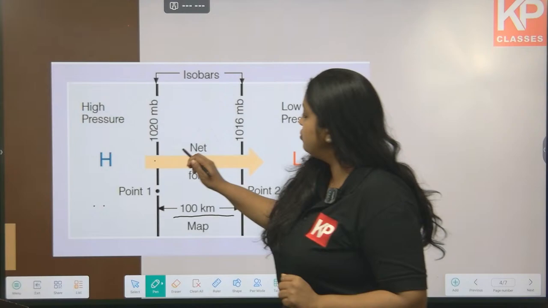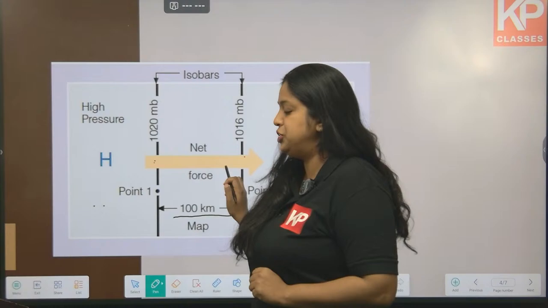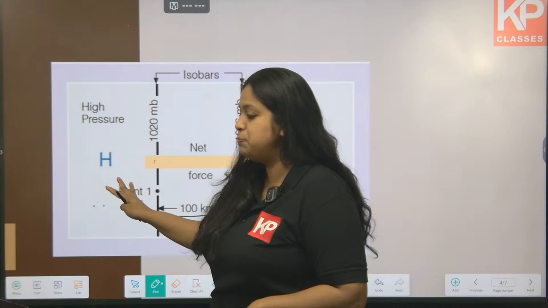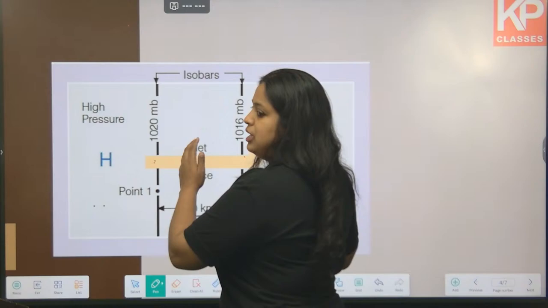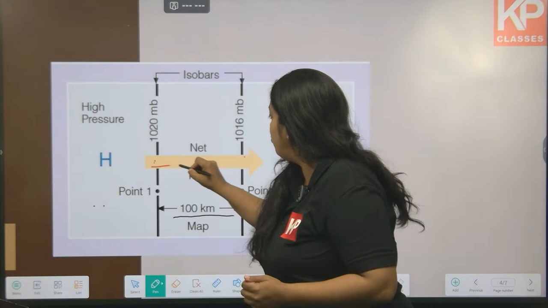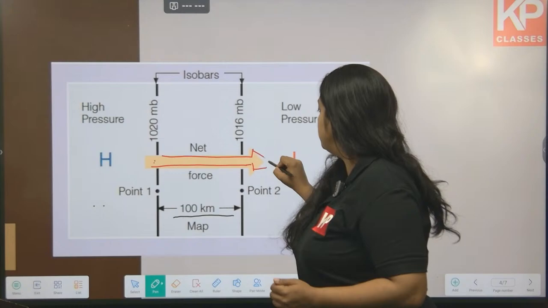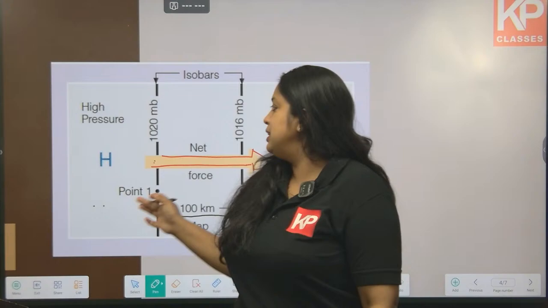Because of this variation in pressure in either of these isobars, this is a high pressure zone and this is a low pressure zone. So there is a net change in pressure happening because of this horizontal pressure variation, this difference in horizontal pressure, and there is a net force acting. That net force acts in this particular direction, from high pressure to low pressure, and this net force is called the pressure gradient force.